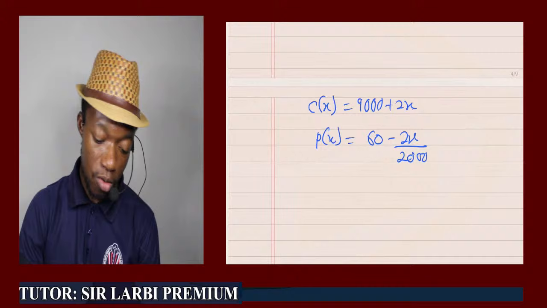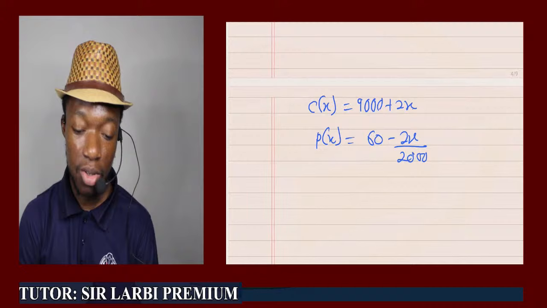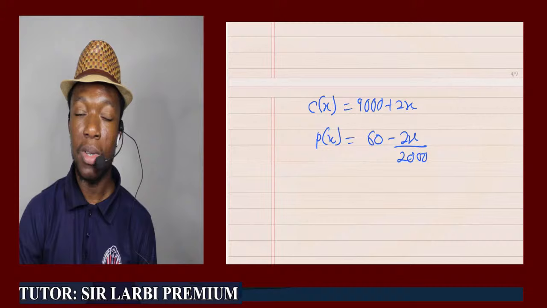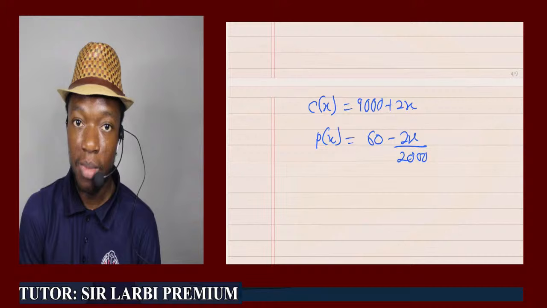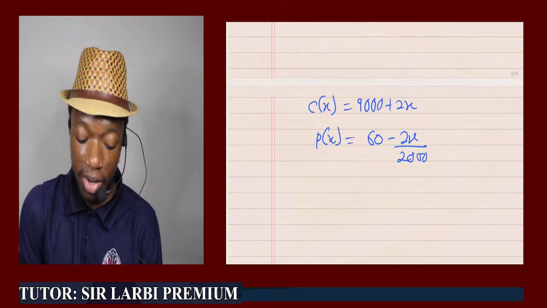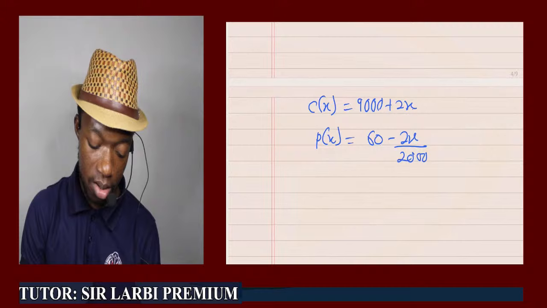Realize that at this point, the price function is the price per unit that we produce. So for me to get the revenue function, I need to consider the number of items that we produce per week multiplied by the price per unit, and that will give me my total revenue function. Then I compare that to the cost function, and I'm good to go to get my profit function. So we need to find our revenue function.